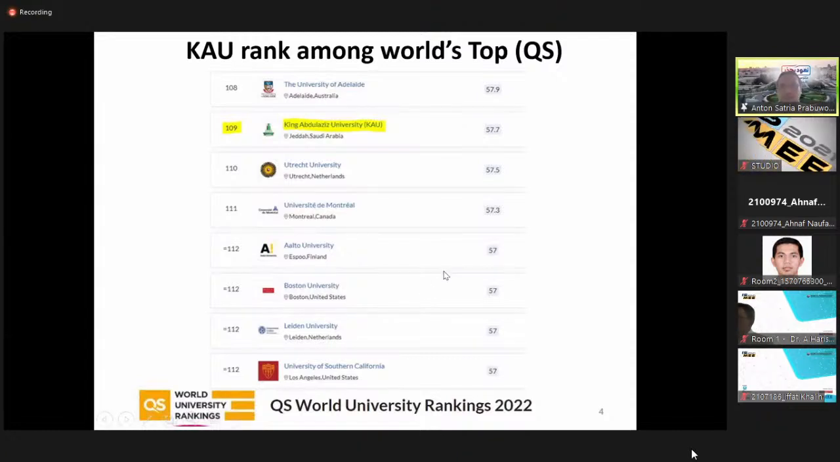King Abdulaziz University is located in Jeddah, the main campus, and we have 2 campuses. The first one is in Jeddah and the second one is in Rabigh. So actually, I'm in Rabigh.